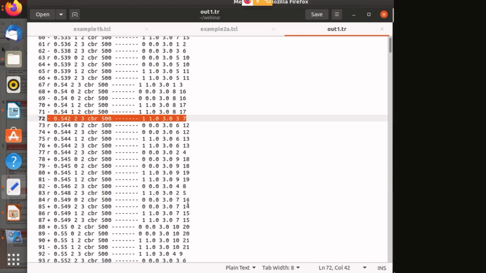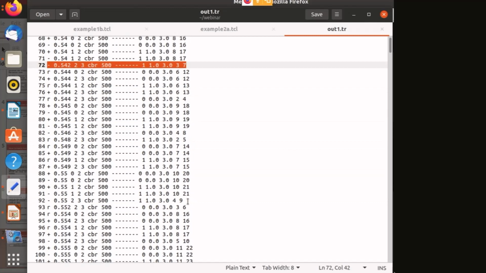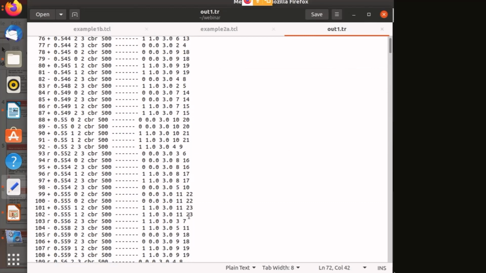Now again see where packet ID 7 is. Packet ID 7 is here. It is getting received at time 0.556. It was transmitted from node 2 and received at node 3. The packet ID is 7. So this is the transmission completion for packet ID 7.